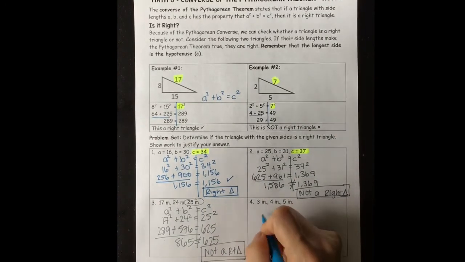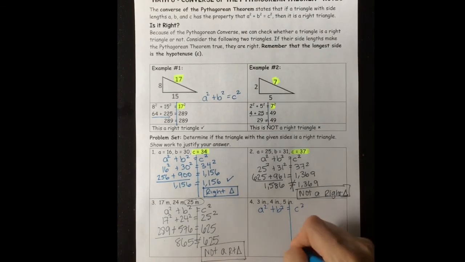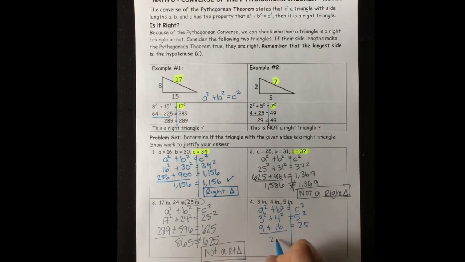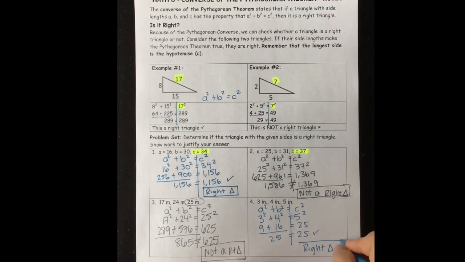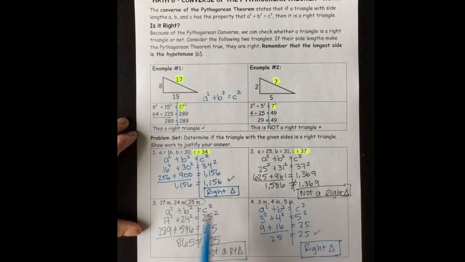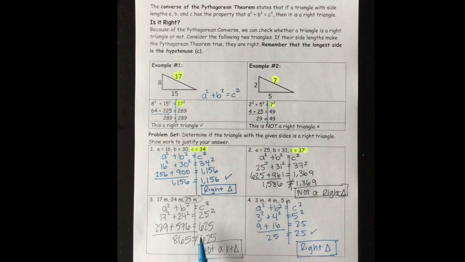Number 4, I'm going to take my Pythagorean theorem, a squared plus b squared equals c squared. Go ahead and substitute each number in. I'm going to square each of these numbers. I'm going to simplify the left, and I get 25 equals 25. This is true, so this is a right triangle. So if you simplify and you get the two sides to be equal, it is a right triangle. If you simplify and the numbers are not equivalent, then we know we do not have a right triangle.